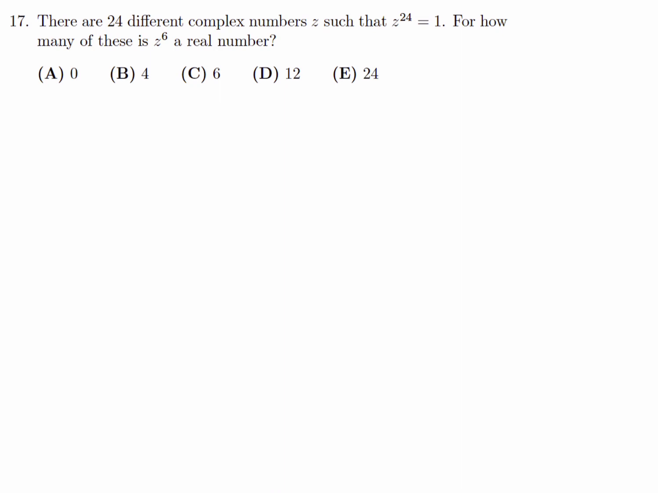There are 24 different complex numbers z such that z to the power of 24 is equal to 1. How many of these is z to the power of 6 a real number? All right, so z to the power of 24 is equal to 1. And the 24 roots of 1 are of the form z. Each of them has this form.